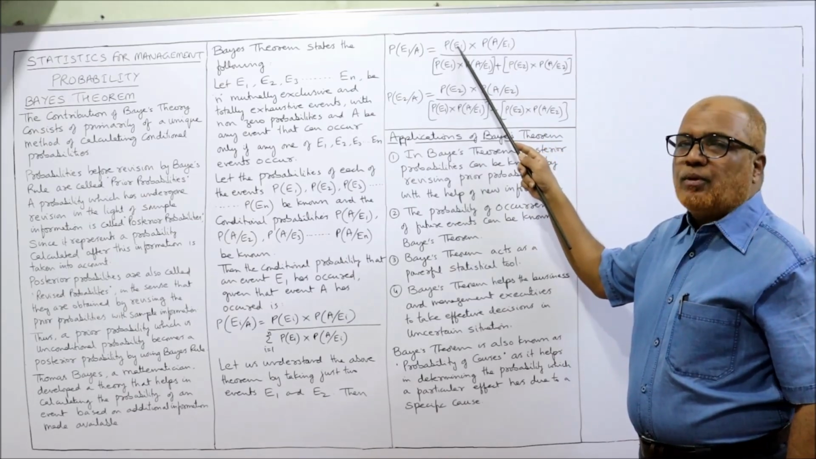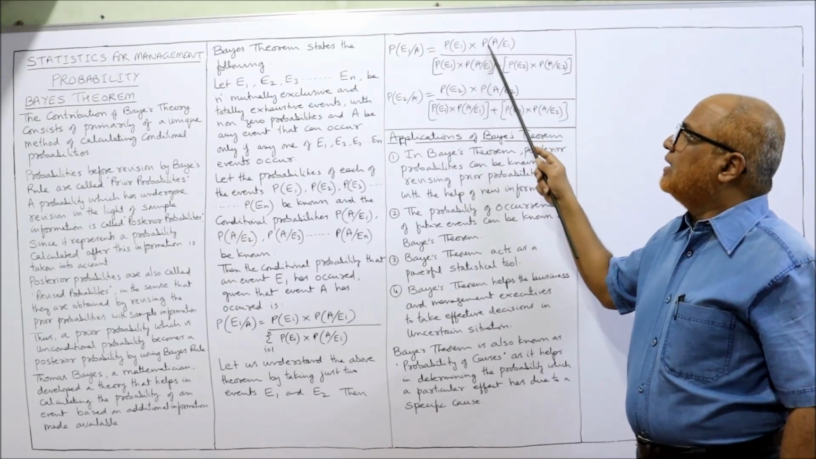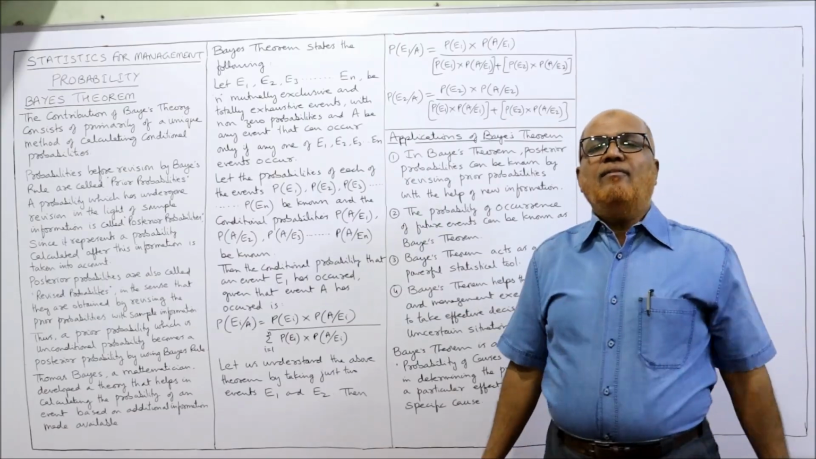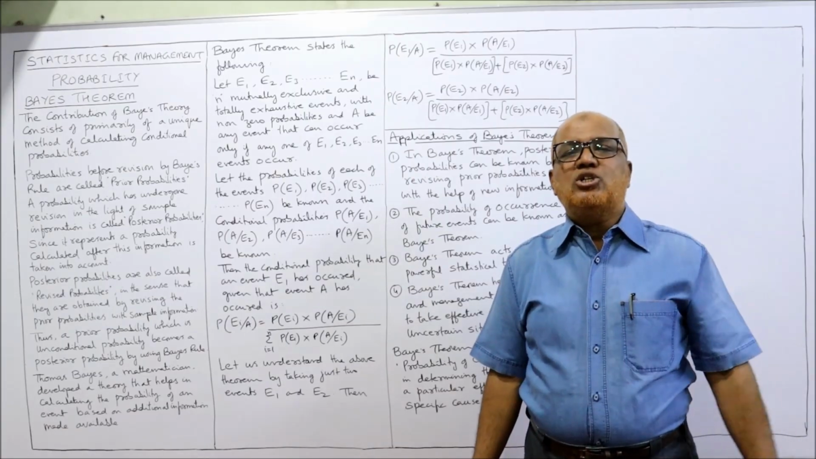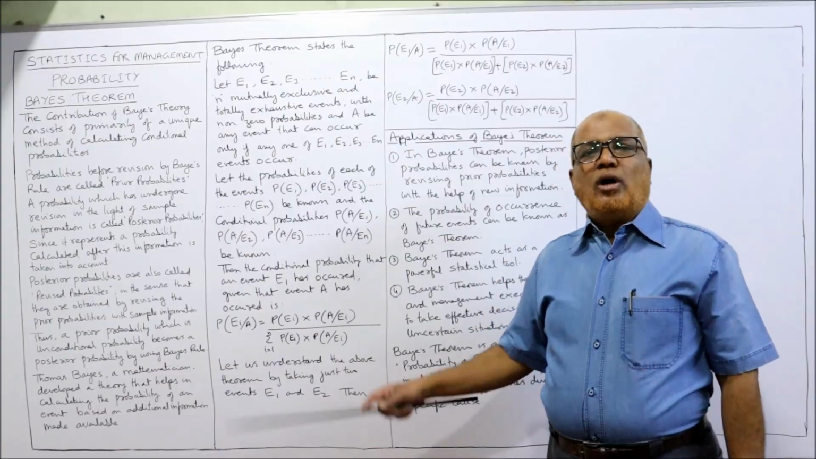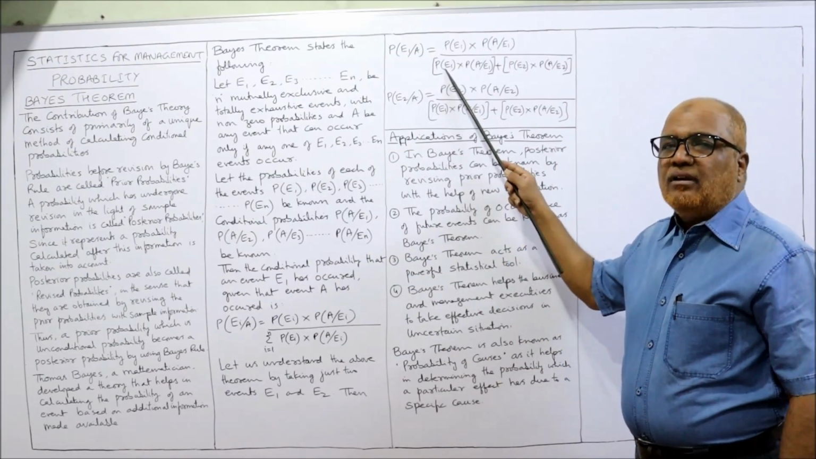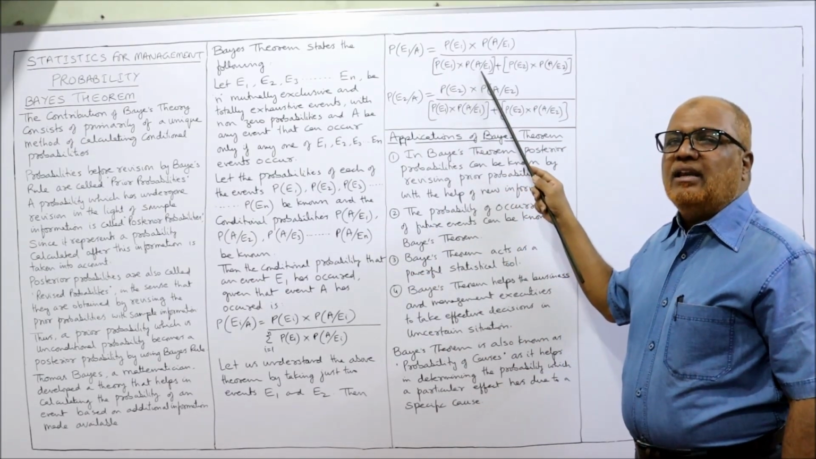This is the unconditional probability, this is the conditional probability. Multiply, we will get the joint probability. In the denominator, we take the sum of the joint probabilities. The joint probabilities are P of E1 into P of A given E1.